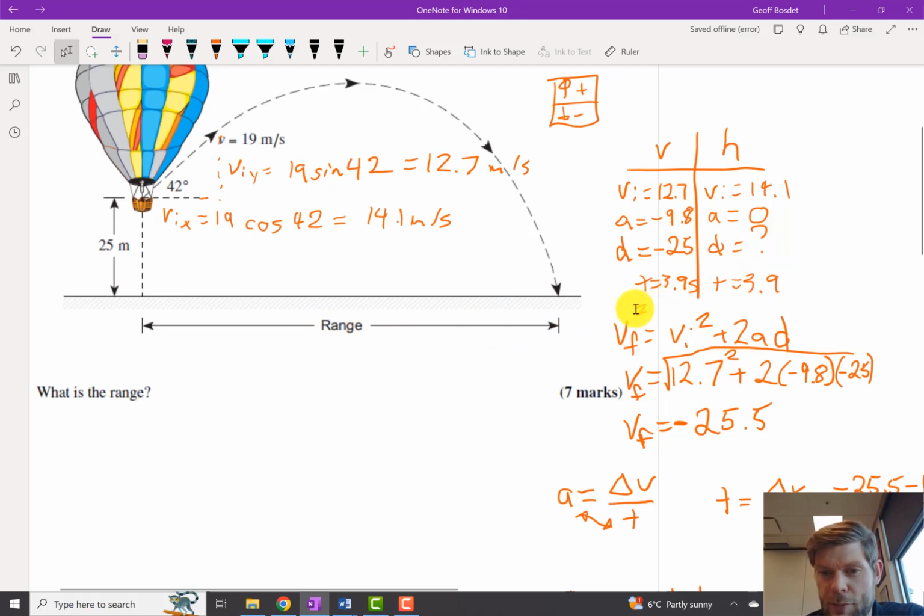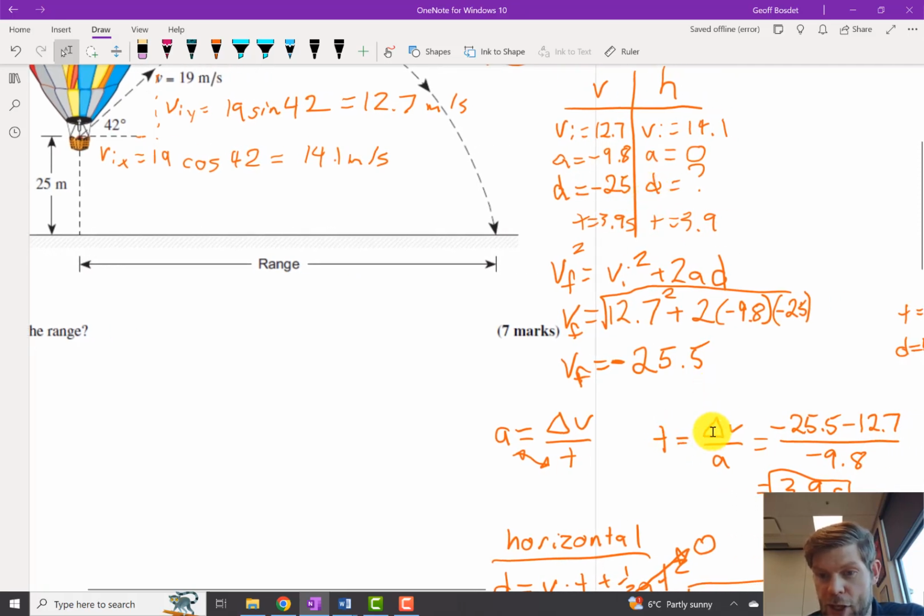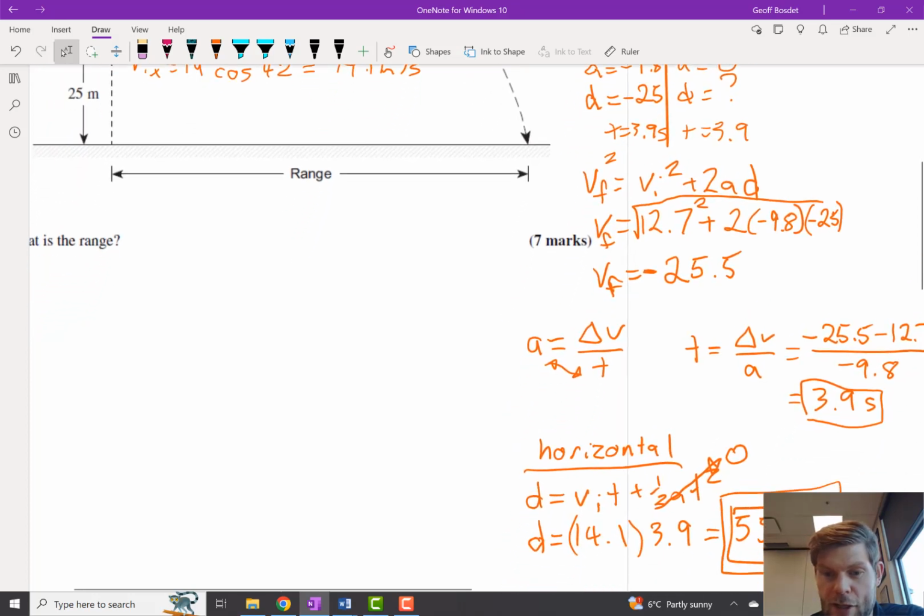But it's hard to go straight for time, so we found final velocity first, being careful that when we took the square root to make that negative, because it was moving down then, and we're being consistent with what we said our sign convention is. And then we used time is change in velocity over acceleration. It ended up moving down at 25.5 meters per second and started going up at 12.7. So we did our change, divided by negative 9.8, got 3.9 seconds.